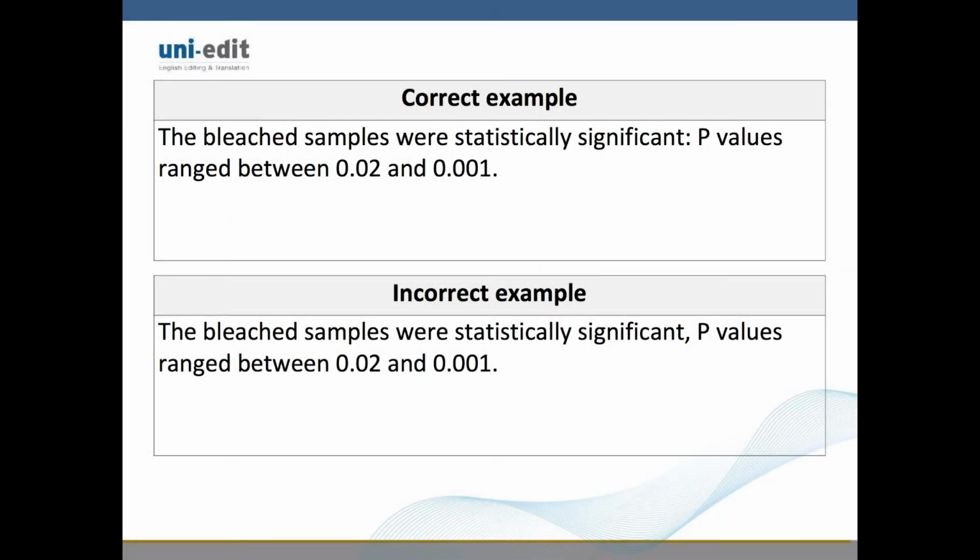The bleached samples were statistically significant: P-values ranged between 0.02 and 0.001. A colon is preferred over a semicolon because the second sentence completes and explains the first sentence. The bleached samples were statistically significant, P-values ranged between 0.02 and 0.001. Incorrect, because this uses a comma splice and creates a run-on sentence.